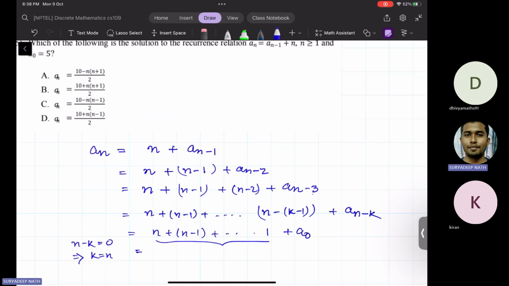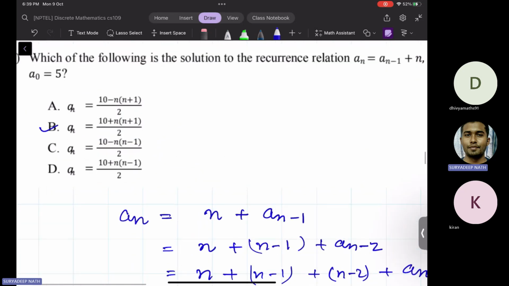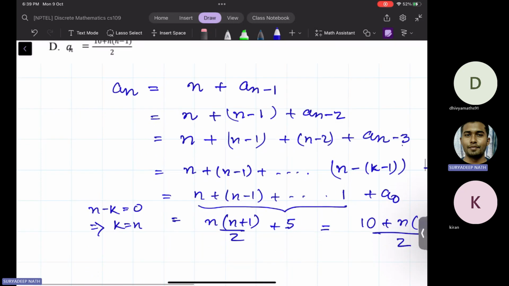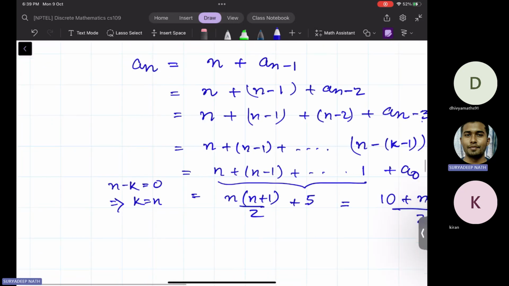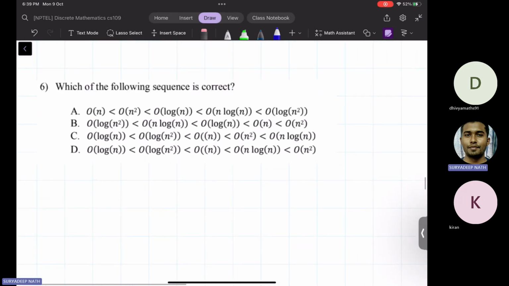This term we all are familiar with. It is n into n plus 1 by 2 plus 5. A0 is 5, that is given. So on rearranging, it becomes 10 plus n into n plus 1 over 2. So the right answer is option B, 10 plus n into n plus 1, whole divided by 2. I hope this was clear. Moving on to the next question.